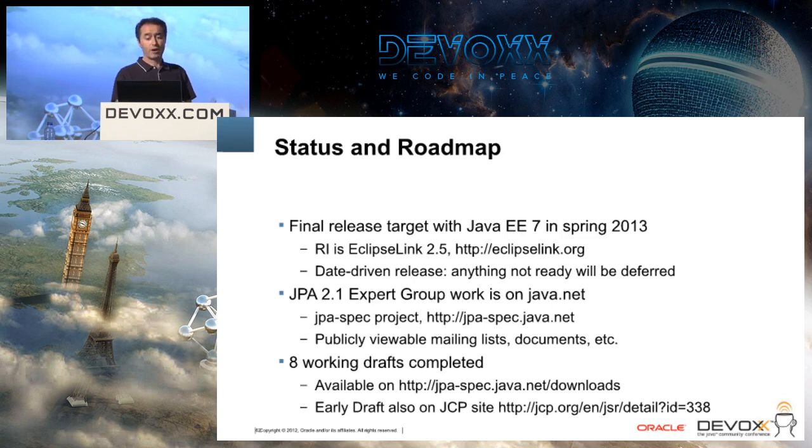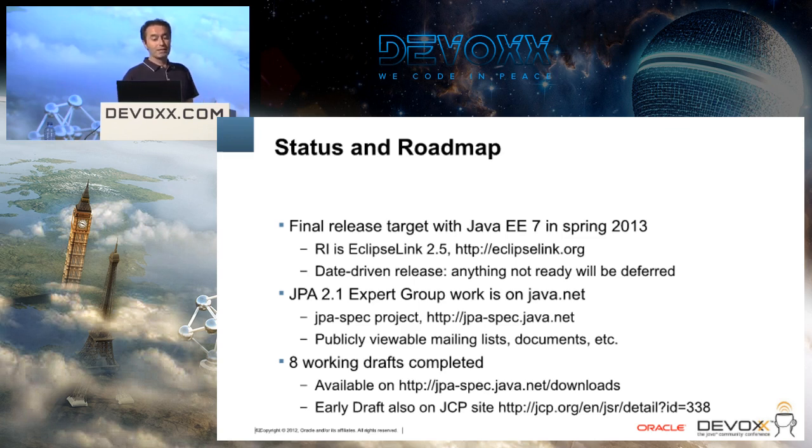And you see at the very bottom there, the JSR is 338. If you go to jcp.org and go on the left-hand side where it says search, you put in 338, it'll take you to the page. You can bring down drafts, etc., and look at these things. So that's the document you can get there.